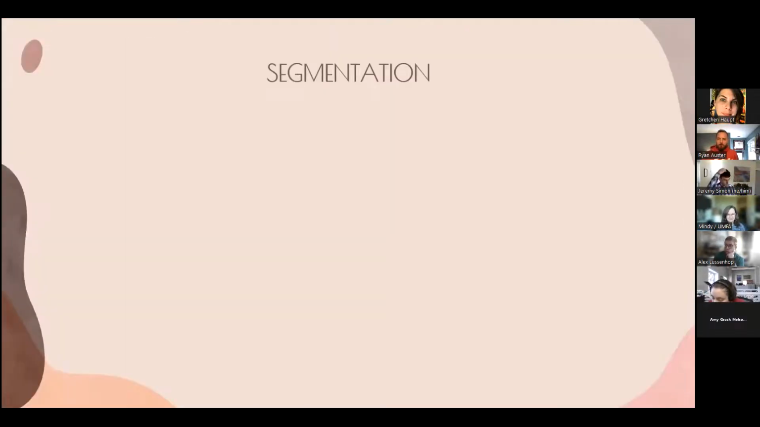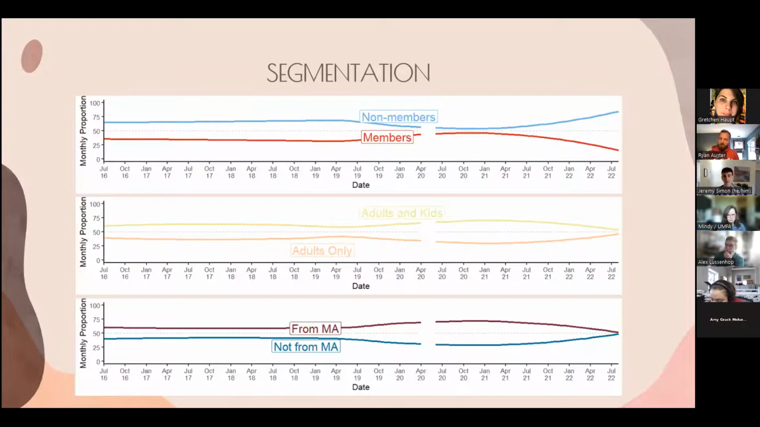So talking to Ryan, we realized, what if we just segmented the data? What if we just said there's members and there's non-members, and we can compare those 2? And there's people local and people who aren't local, and we can compare those 2. And there's people who come with their kids and people who don't, and we can just compare those 2. And when you do that, you can start finding interesting things.